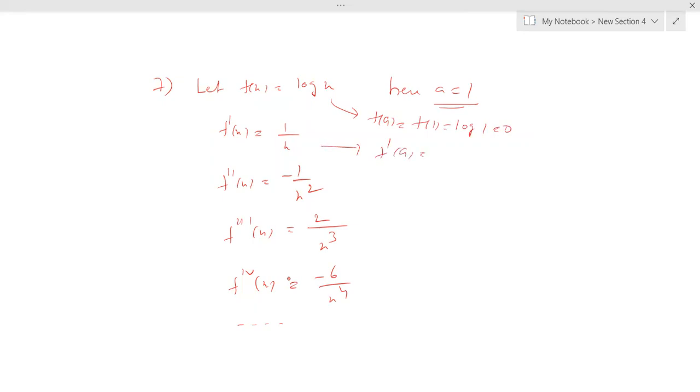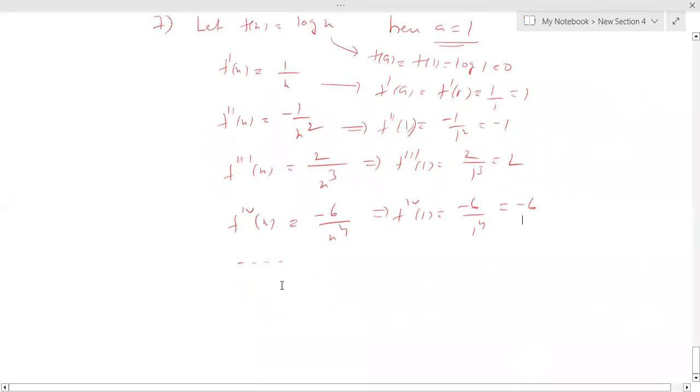Similarly, f dash a means f dash of 1, which is 1 by 1 equal to 1. f double dash of 1 equals minus 1 by 1 square, equal to minus 1. f triple dash of 1 equals 2 by 1 cube, equal to 2. f fourth derivative of 1 equals minus 6 by 1 power 4, equal to minus 6. We are happy, we can easily evaluate all the things.